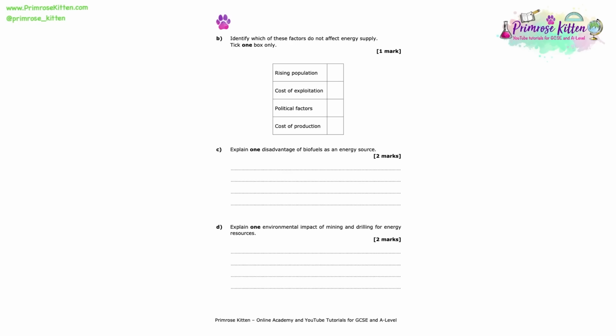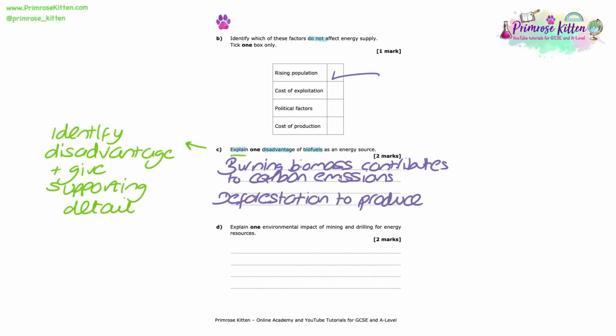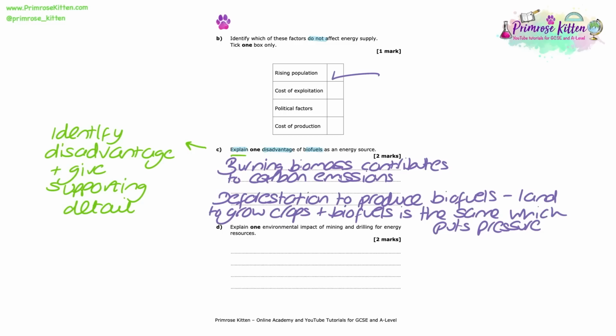Part B. Identify which of these factors does not affect energy supply for 1 mark. The correct answer here is the first option, rising population. Part C. Identify one disadvantage of biofuels as an energy source for 2 marks. To be awarded the 2 marks available here, you first will need to identify a disadvantage and then give supporting detail. Possible responses here might include that burning biomass contributes to carbon emissions, or that the production of biofuels leads to deforestation. In addition, the land to grow crops and biofuels is the same, which puts pressure on the available food.